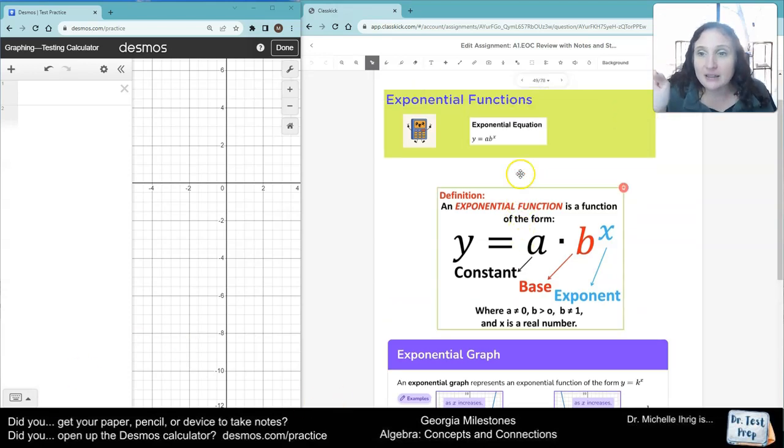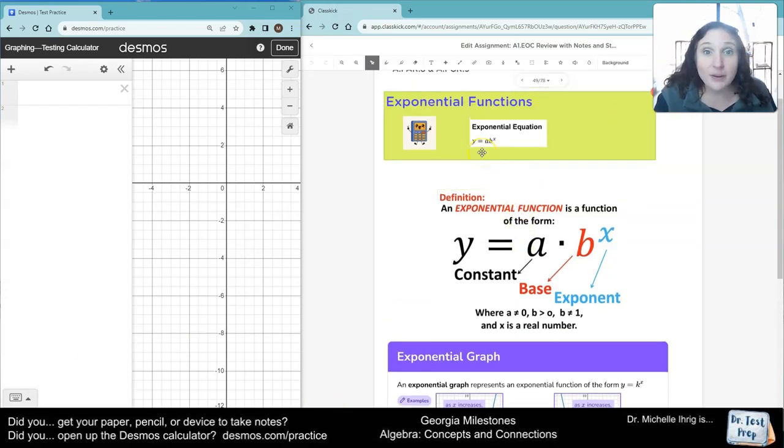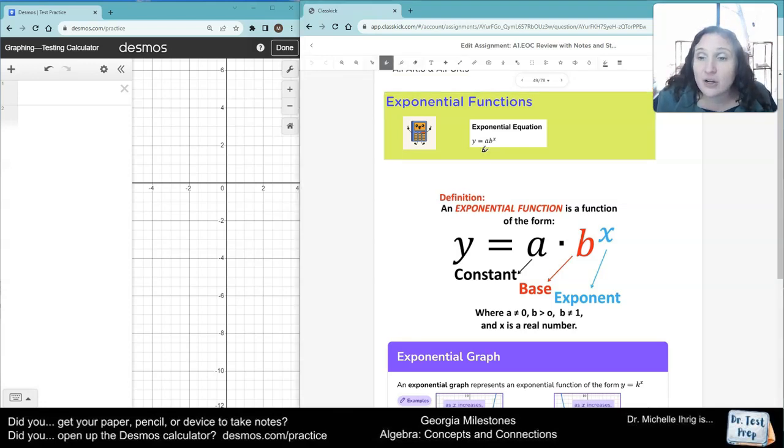Now here is the formula that they give you on the formula sheet. A is what's called our constant, and you can see it right there. That's going to be kind of our starting point. And then the b of x is our base. And then the exponent will always be the x. You won't see the x like x squared or x cubed. The actual exponent is the x, hence the exponential equations.